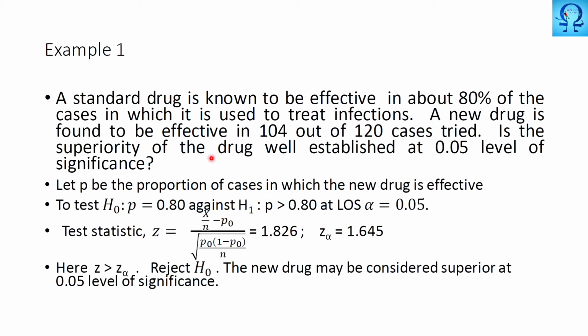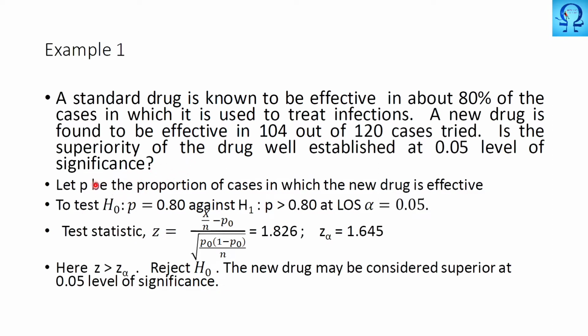Moving further, here we have an example. A standard drug is known to be effective in about 80 percent of the cases when it is used to treat infections. A new drug is found to be effective in 104 out of 120 cases tried. Is the superiority of the new drug well established at 0.05 level of significance?